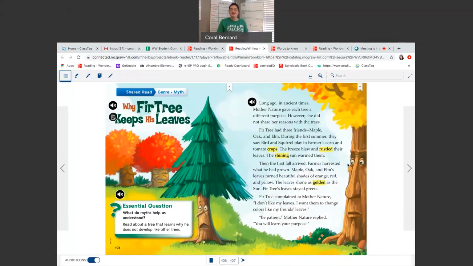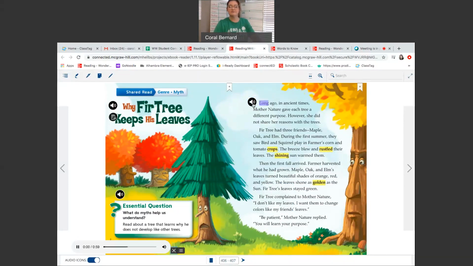Okay, so the story that we're going to use to introduce our vocabulary and to introduce theme is called Why Fir Tree Keeps His Leaves. This is a myth story that's made up. We don't really have talking trees in real life, do we? All right, we will pause after each vocabulary word so that we can identify the definition using the context.